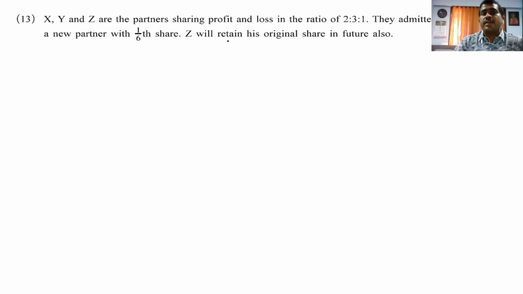X, Y, Z are the partners, ratio 2 is to 3 is to 1. They admitted W as a new partner with one fixed share. Z will retain his original share in future also. That means it's very clear that X and Y are going to sacrifice and Z is not going to sacrifice. We have done such type of sum. If you revise this, remaining share, let the profit of the firm be 1, remaining share and all. If you do this, you will get it.